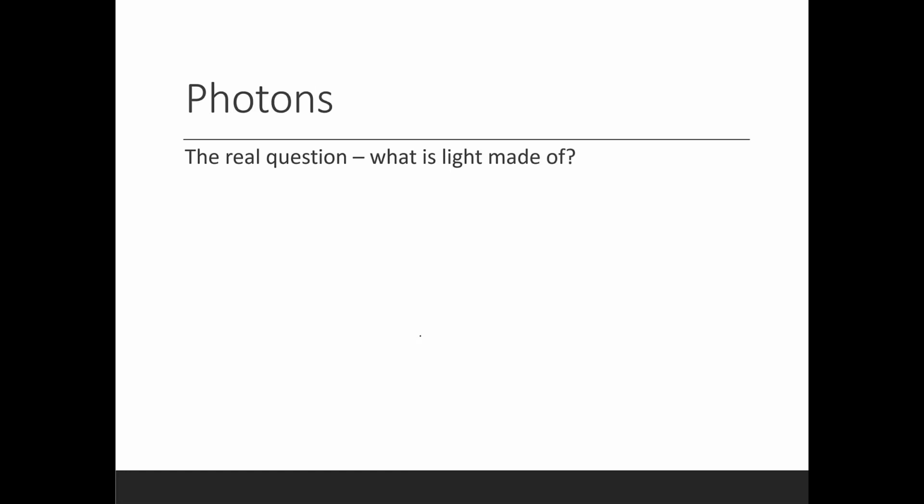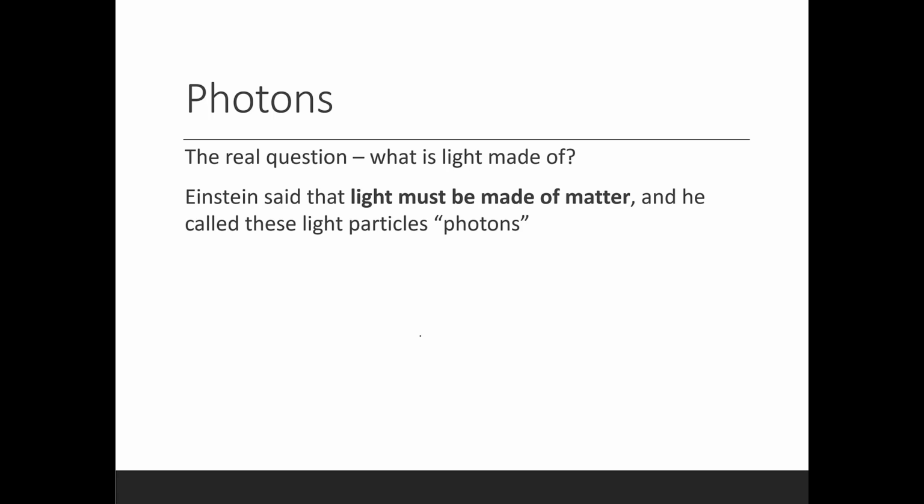Real question though. What is light made of? This is a big issue. It's not made of matter, right? Matter is protons, neutrons, and electrons. Well, through a series of highly complicated experiments, Einstein said light must be made of matter because light can move matter. So light must also be made of matter. This is called the photoelectric effect, and we're not going to get into it too much right now, but you should know. Einstein said that light must be made of matter, but it doesn't have mass. So he called those light particles photons.